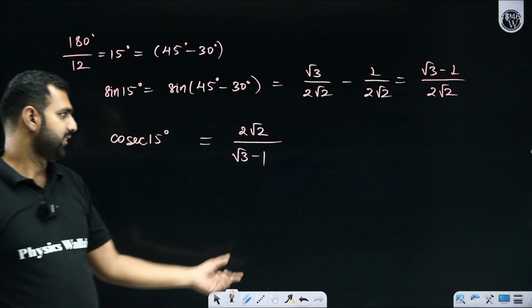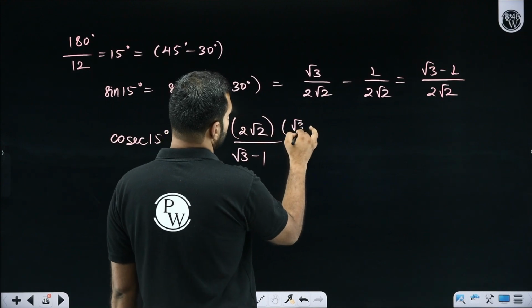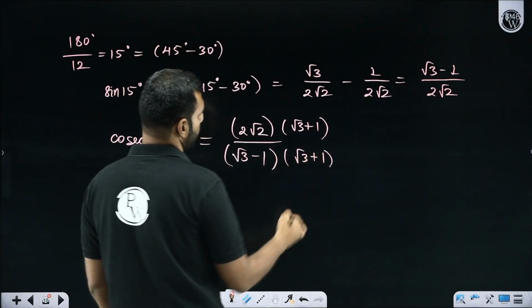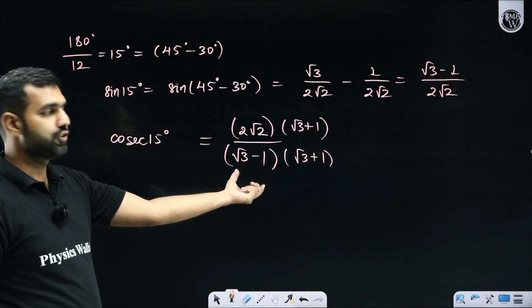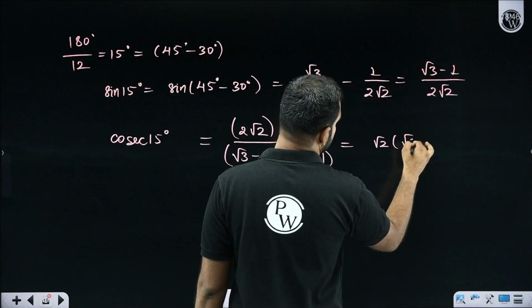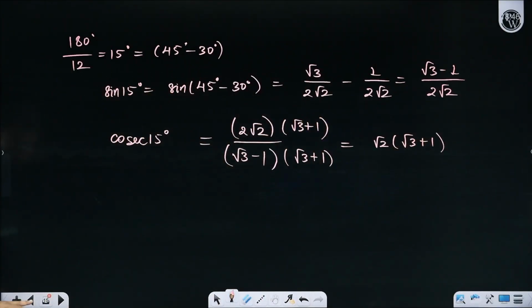Shall I rationalize it? If I wish to rationalize it, what will I get? Sir, you are supposed to multiply it by root 3 plus 1 in the numerator and the same root 3 plus 1 in the denominator. With that, this will be 3 minus 1, which is 2. 2 and 2 are cancelled. So ultimately, you get root 2 times root 3 plus 1. That is the value of cosec 15 degree, although you should know these values.